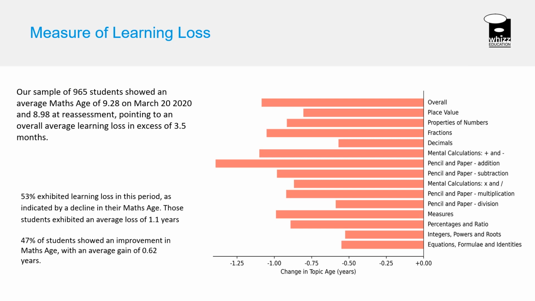In 2020, nationwide school closures in Kenya during the COVID-19 pandemic led to several months of lost learning potential as students lacked access to structured learning support at home, which has been quantified by the Whizz platform. Our sample of 965 students showed an average maths age of 9.28 in March 2020 and 8.98 at reassessment, pointing to an overall average learning loss in excess of 3.5 months. Those students exhibited an average loss of 1.1 years, or just over 13 months.